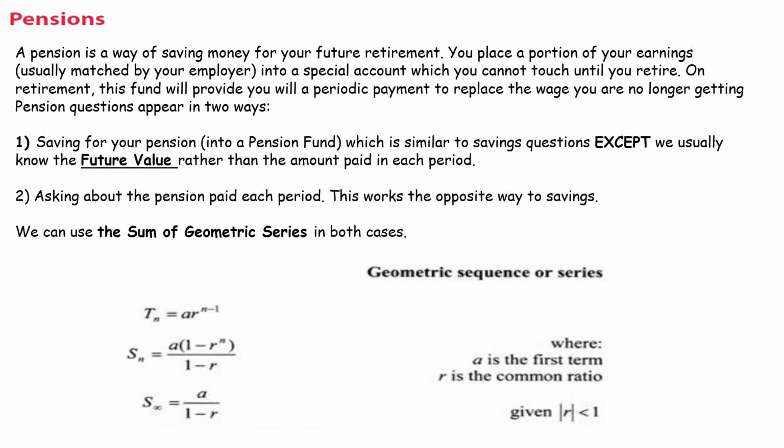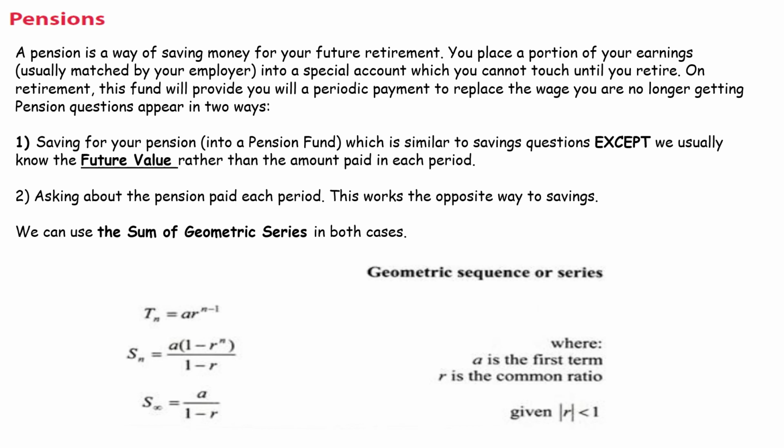So basically, when you get to retirement, your fund will then pay you a periodic payment to replace the wage you're no longer getting. The idea is, if you save a little bit of your wages as you work, when you get older and you can't work, you'll still have a payment coming in.